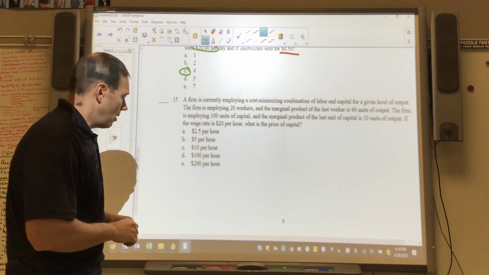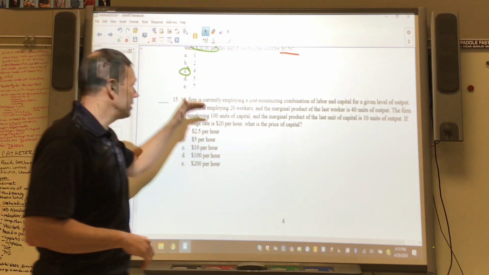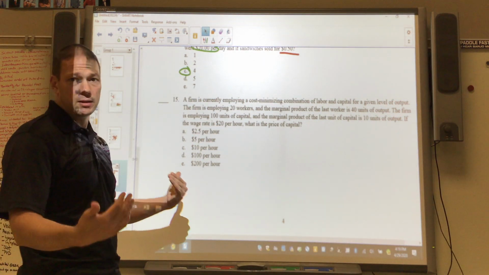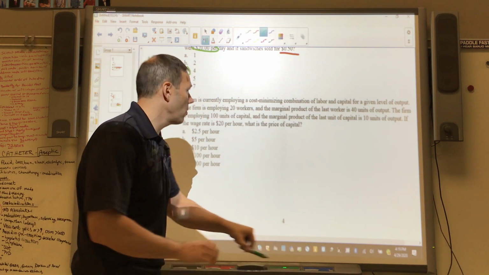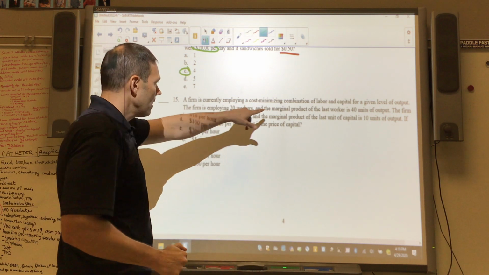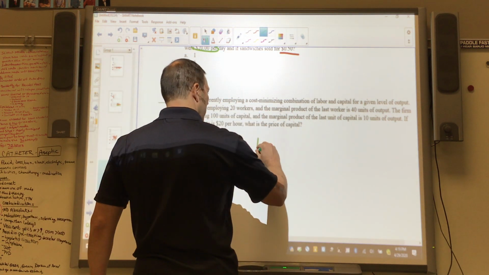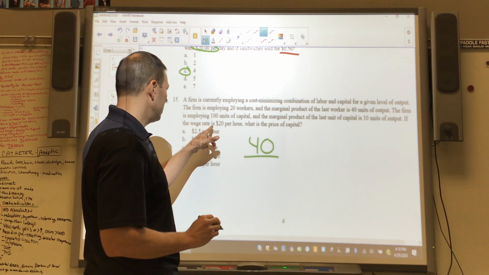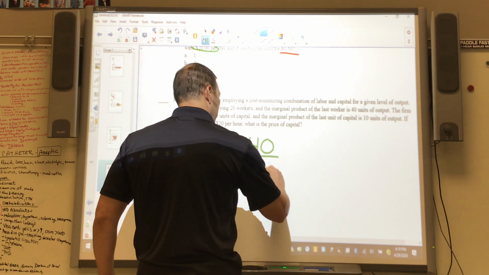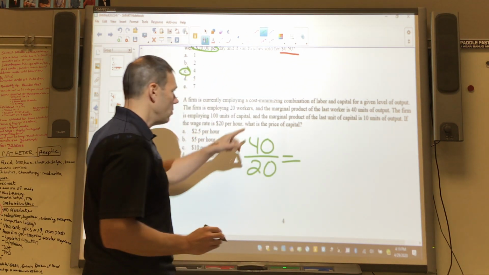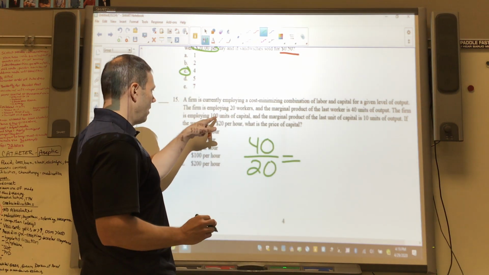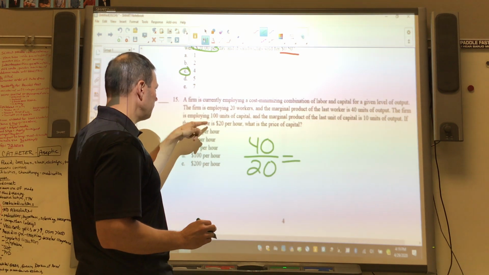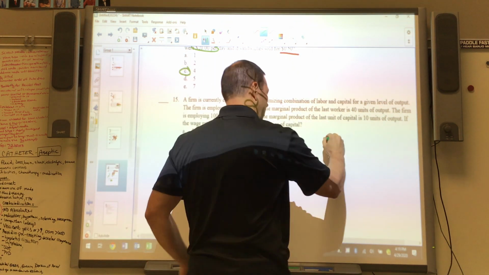All right, number 15. Here's our least cost combination rule. Now, it tells us that they are employing a least cost combination, so we just have to figure out our numbers. So what do we know? The last worker hired gives 40, and the last worker costs $20 per hour. And that's got to equal the marginal product of the last capital, which is 10 units over there. There's a lot of words in there.